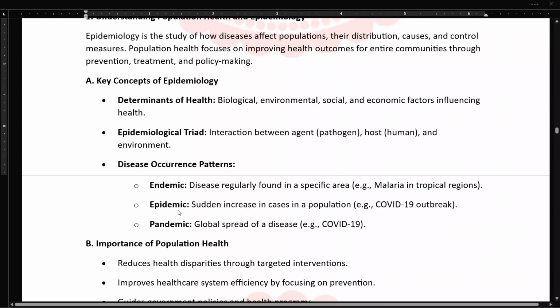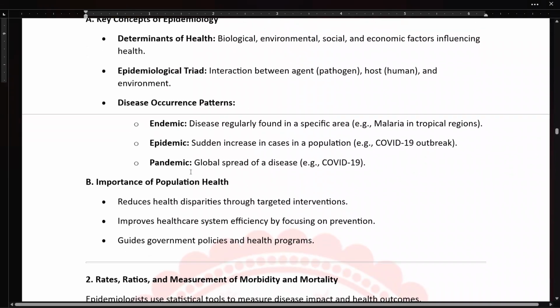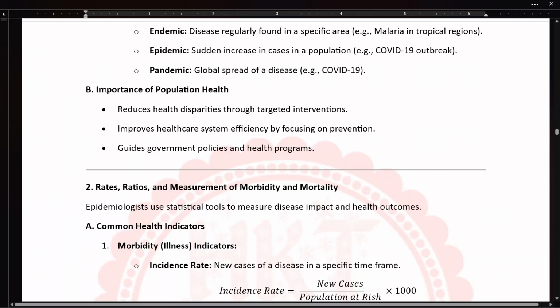Then epidemic. Epidemic is what? A sudden increase in cases in a population. For example, a COVID-19 outbreak. It's not global entirely, it's an outbreak only. What is called a pandemic? A pandemic is when it becomes global. The global spread of a disease is called a pandemic, that is the COVID-19 pandemic.